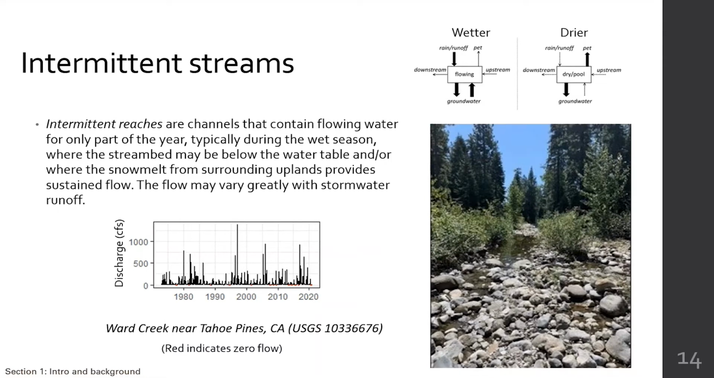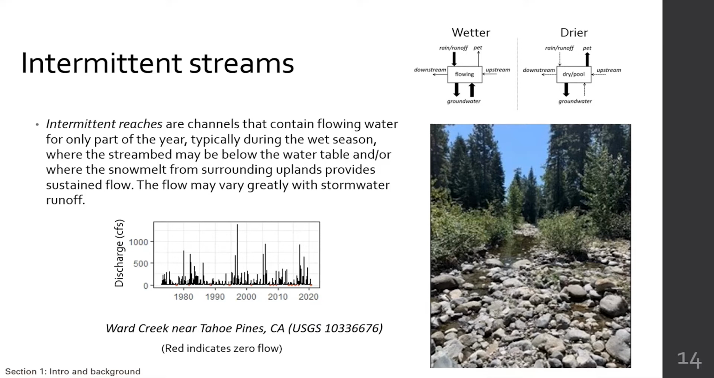Intermittent streams are channels that have flow for only part of the year, typically during the wet season, and the stream bed is below the water table, or you have snowmelt sustaining it from uplands. They typically do have groundwater influence, but the flow varies greatly with stormwater runoff.